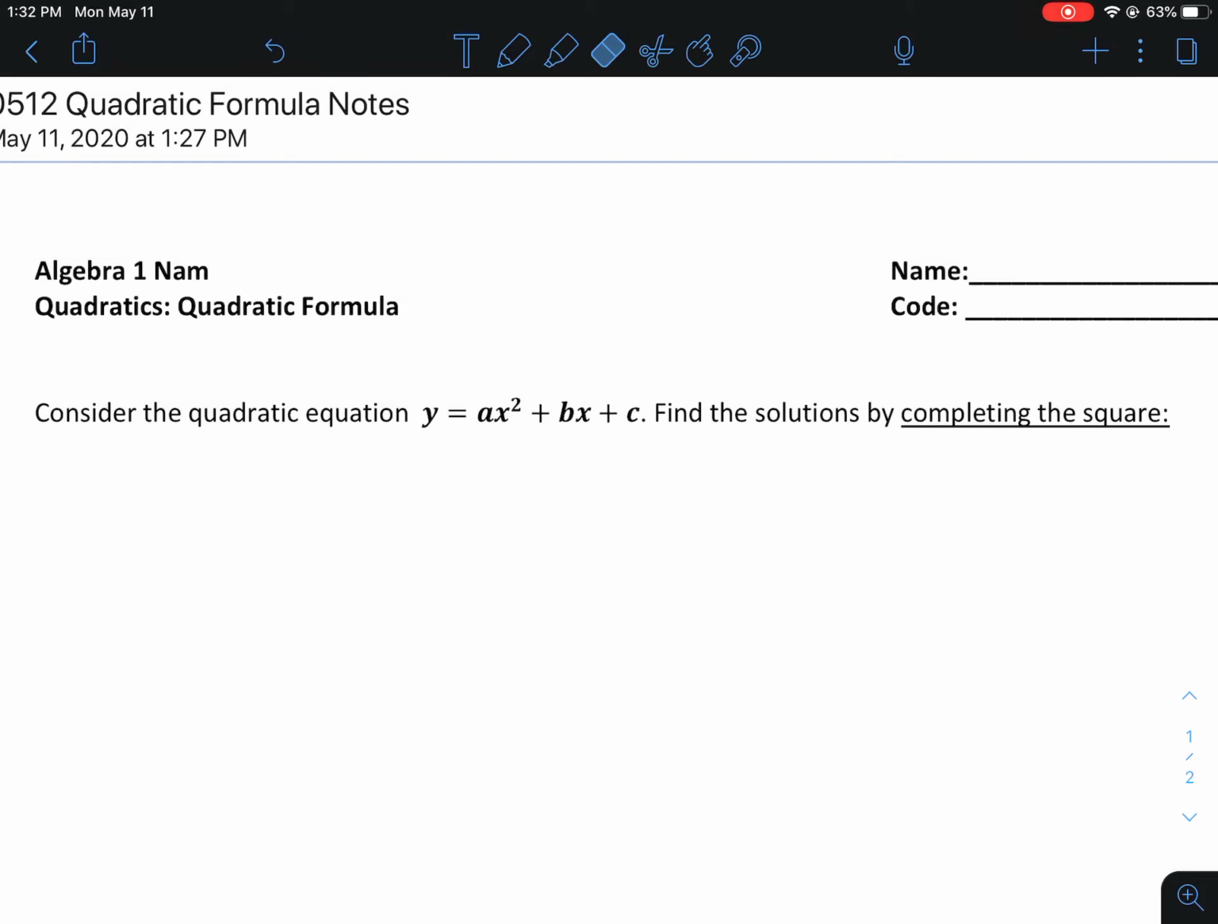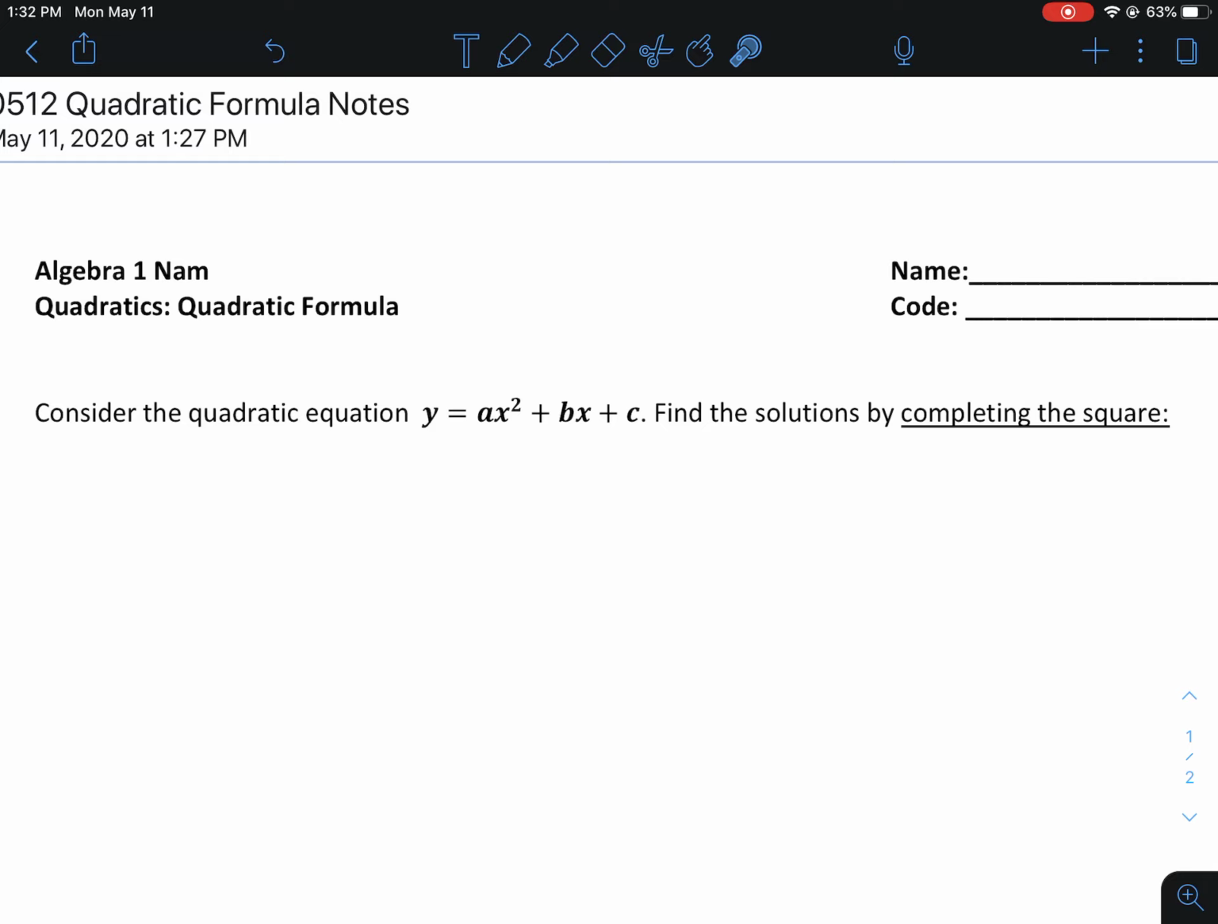All right, today's lesson we're going to be going over the quadratic formula, okay? Which is a formula that gives us the solutions to any quadratic function. It's not going to be your go-to method, but there are some quadratics where it's really the only way to get the solutions, okay?